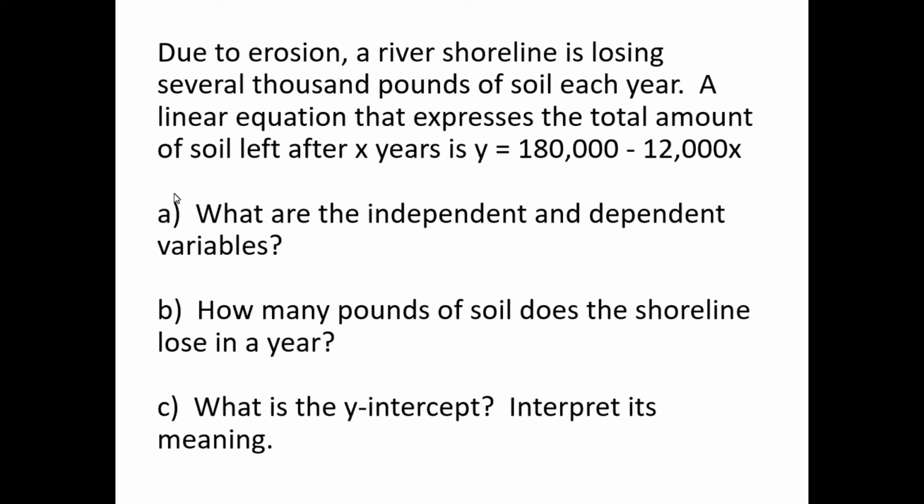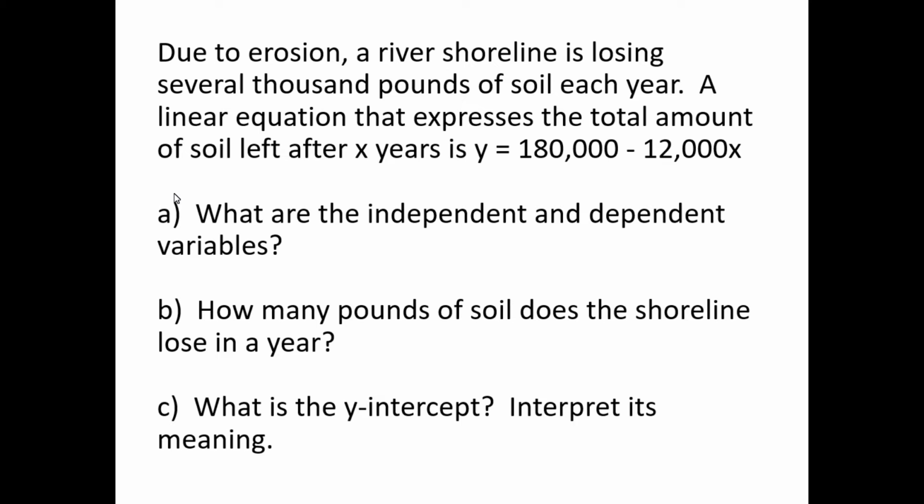How many pounds of soil does the shoreline lose in a year? This is really just another way of asking me the slope. 1 year is a 1 unit change in the x variable. In front of the x in the equation is a negative 12,000. So that tells me that the shoreline loses 12,000 pounds per year.